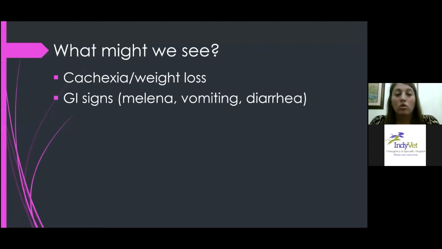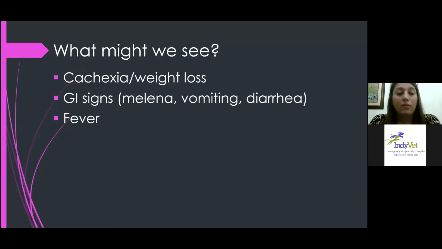GI signs are also very common. Melena is specifically very common with mast cell tumors and bleeding intestinal masses. Mast cell tumors increase gastric acid secretion, which makes it more likely for them to form ulcers. Vomiting, diarrhea are very non-specific signs that are seen in many cancers as well. They don't feel good. They're going to have further GI signs.